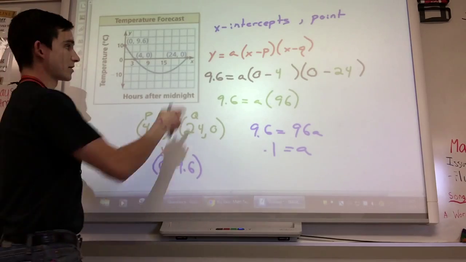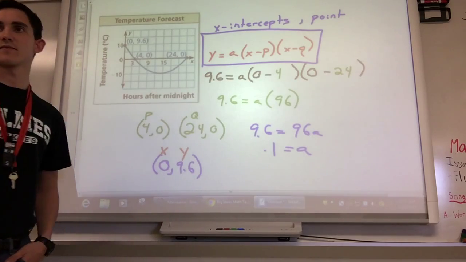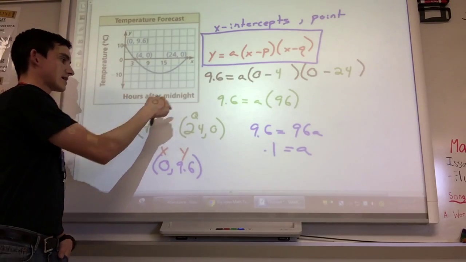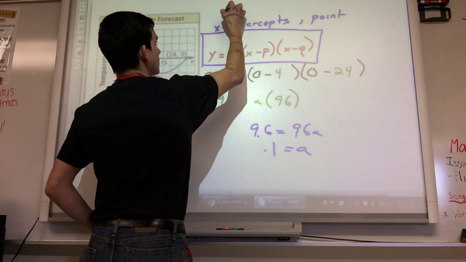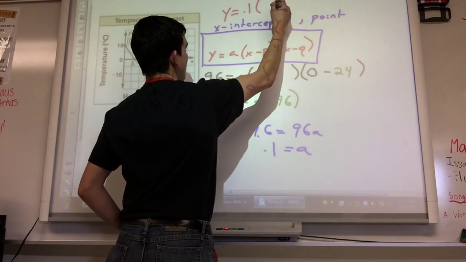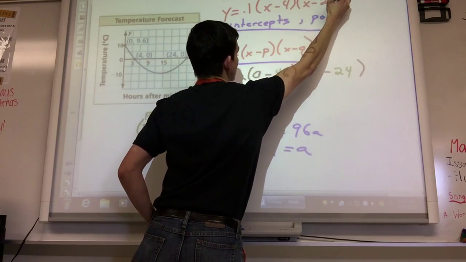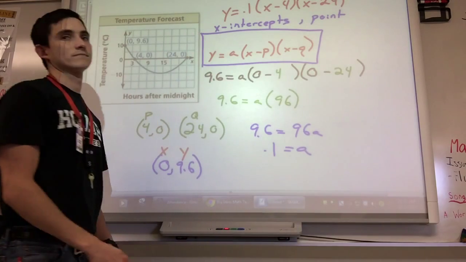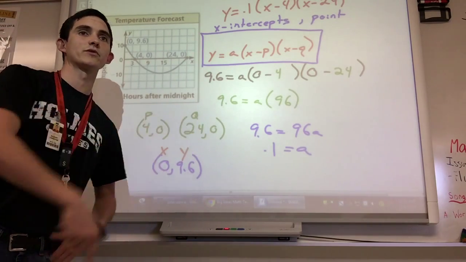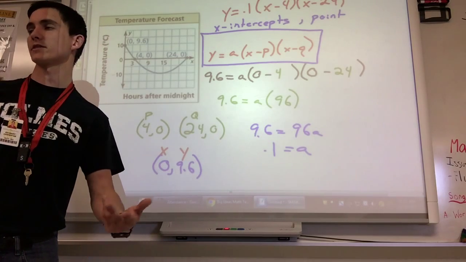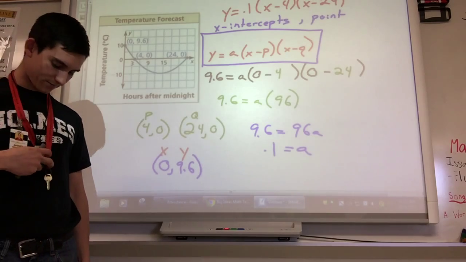What am I going to do with that? I'm going to rewrite this equation with that a, and that p and that q. So here's my final answer. y equals 0.1 times (x minus 4) times (x minus 24). It's the same exact concept, except now we're not doing a vertex and a point. We're doing x-intercepts and a point. So we use x-intercept form. Okay? Yes. All right. Cool beans.